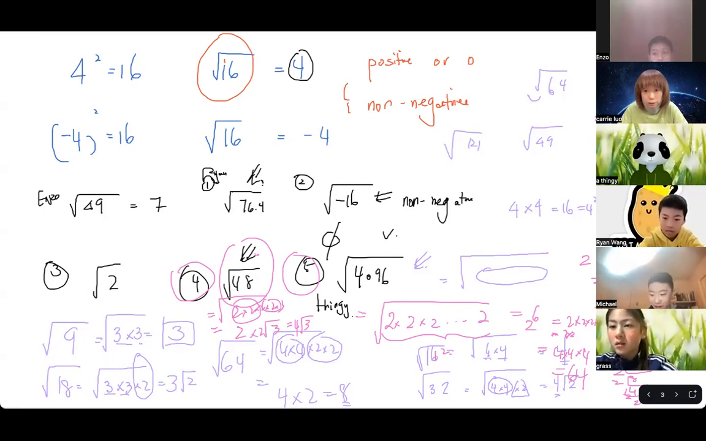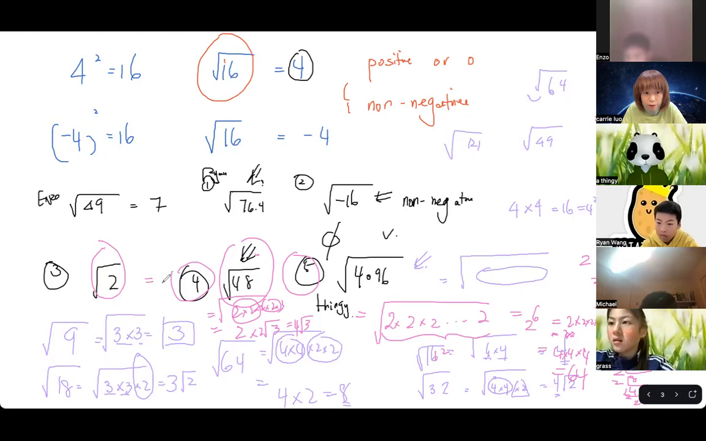Okay, so now we're going to move to square root of 2. Somebody give me this square root of 2. It's already just 2, so how are we going to do it? We cannot do anything, so we don't do anything. And number 2, this one's negative 16. You know, a negative number cannot be square rooted, right? So now let's move forward.